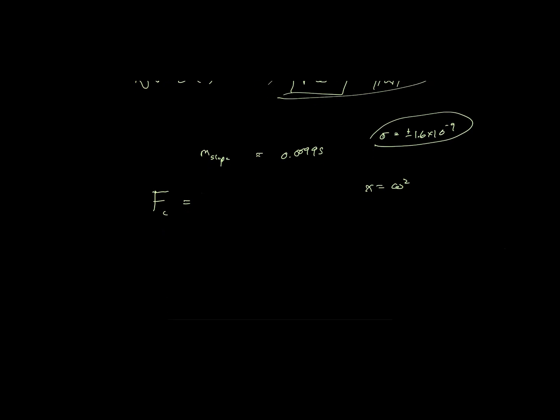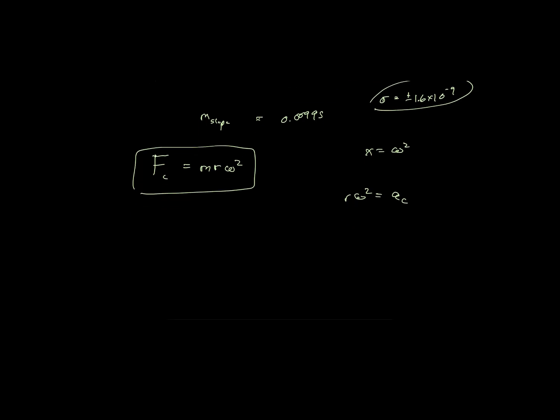So in our full linear equation, mr omega squared, this is the full equation where r omega squared equals AC, right? So if this is our x, that means this must be our slope. mr is our slope. So m slope, ms, equals mr. So 0.00995 equals mr.